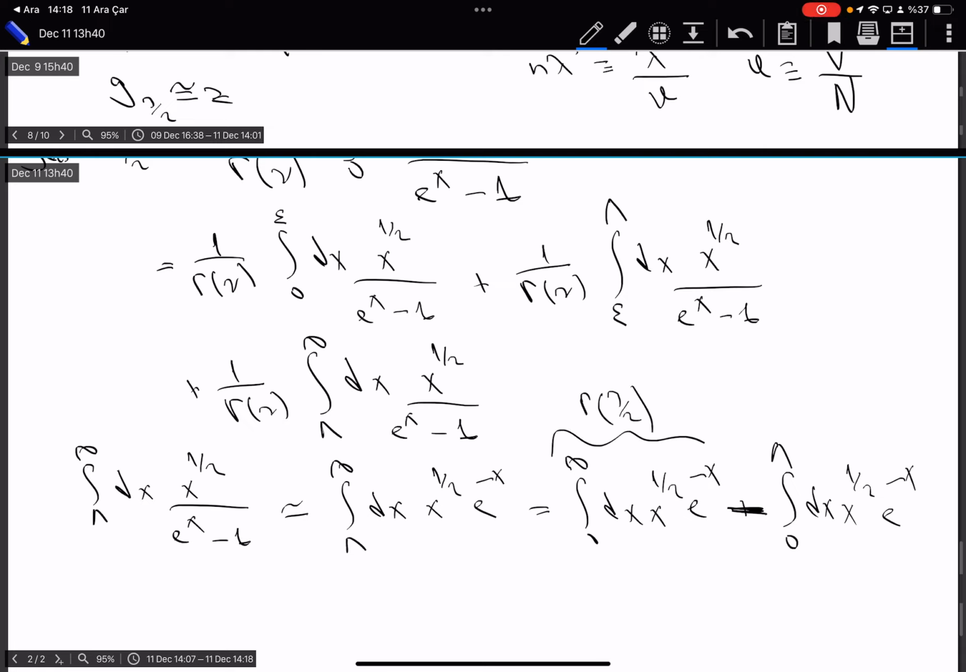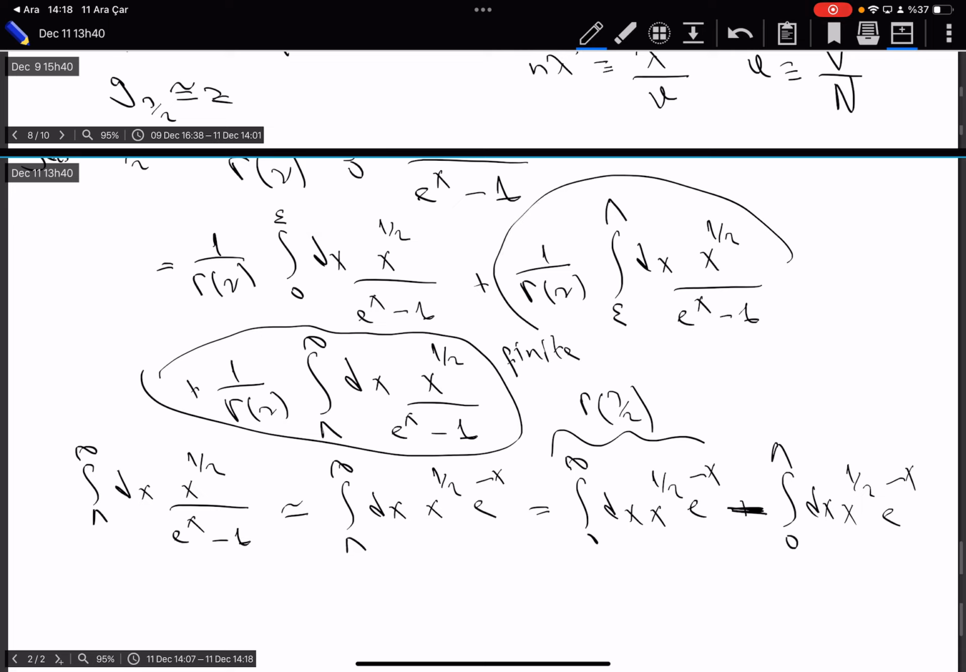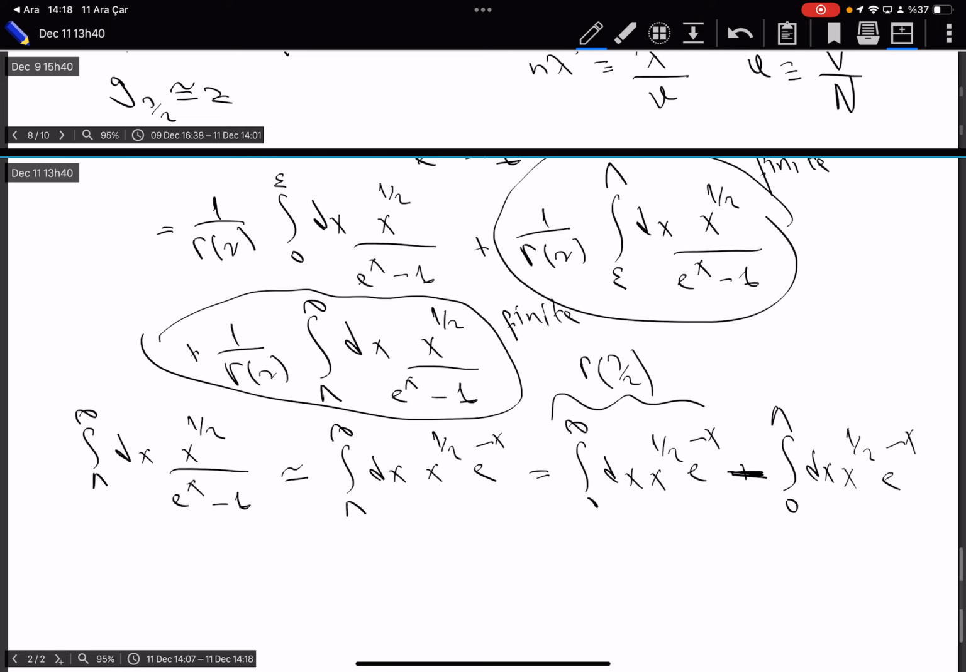Gamma of 3/2 is a finite number. So this term is finite. This term itself is also finite. The only possible source of divergence is the first term. So let's look at the first term.